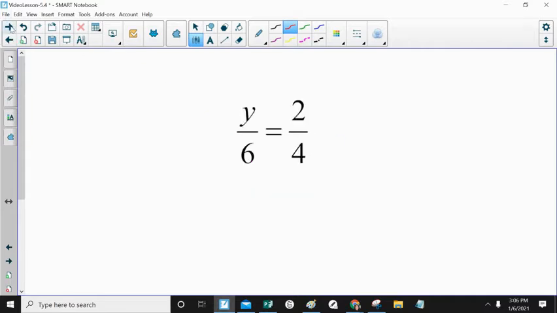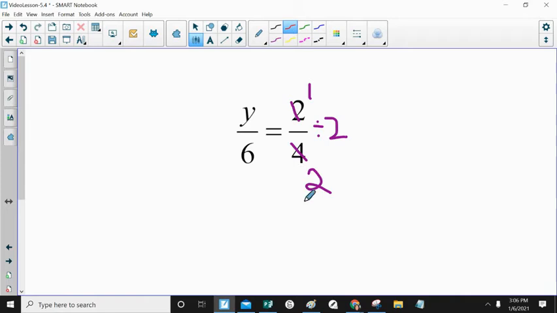Let's look at another example. Y over 6 is equal to 2 over 4. Again, these numbers are even, so I can divide them both by 2. When I divide them by 2, my ratio is now 1/2, or 1 to 2.